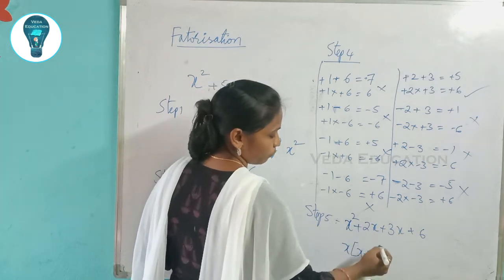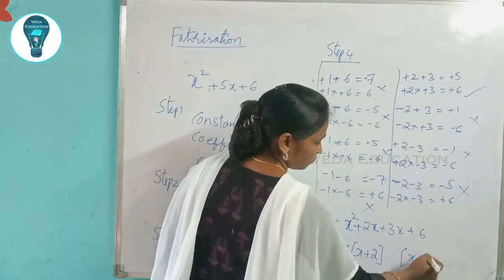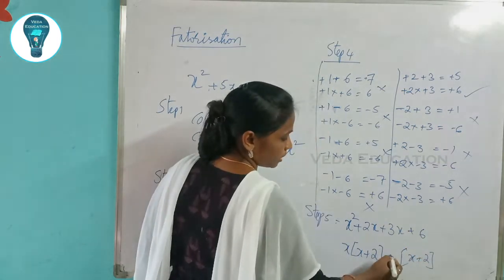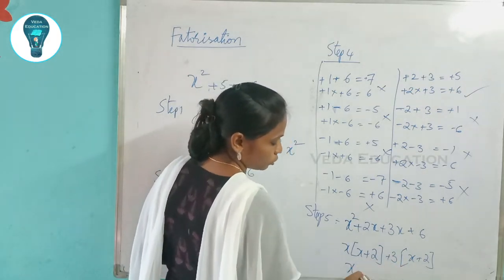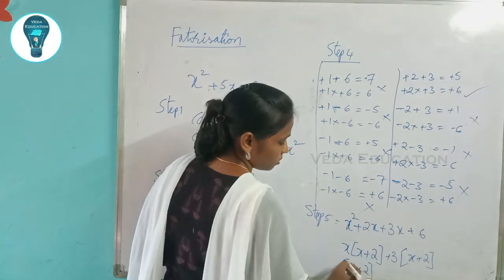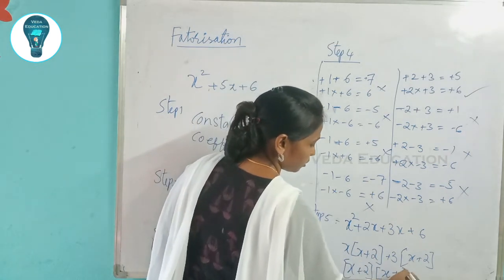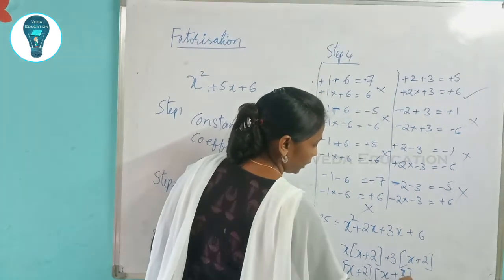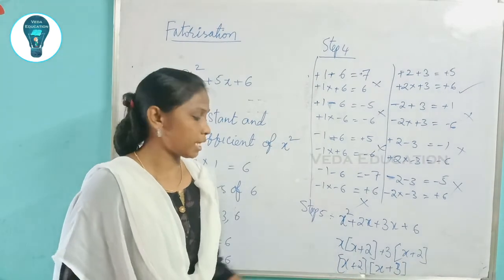Now x is common: x plus 2. Same polynomial, write it here, x plus 2. And in front, which number is left? Plus 3. Okay. Now which is common? x plus 2 is common. And here x is left, and here plus 3 is left. So the factors of x square plus 5x plus 6 are x plus 2 and x plus 3.